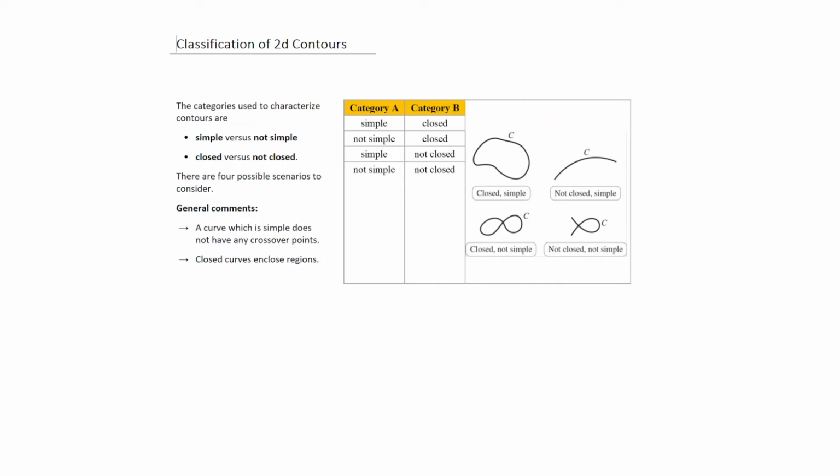So first of all, let's look at classification of contours and classifications of regions, starting with basically 2D and then moving to 3D problems. So for contours in 2D, we have basically terminology that's being used. And so we characterize contours as being simple versus not simple and closed versus not closed. And now if you take all possible combinations of these two, there are 4 in total. And so I've put a little table on the side here: simple, not simple, closed, not closed. And then a simple diagram to illustrate these 4 conditions.